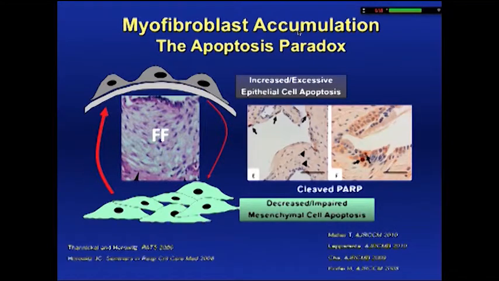And this has been shown in a number of papers. I've highlighted the one from Toby here, showing that cleaved PARP, which is a substrate of caspase-3 and an indicator of cells undergoing apoptosis, is limited to the epithelial cells in IPF biopsies, but there's no cleaved PARP present in the fibroblastic foci.